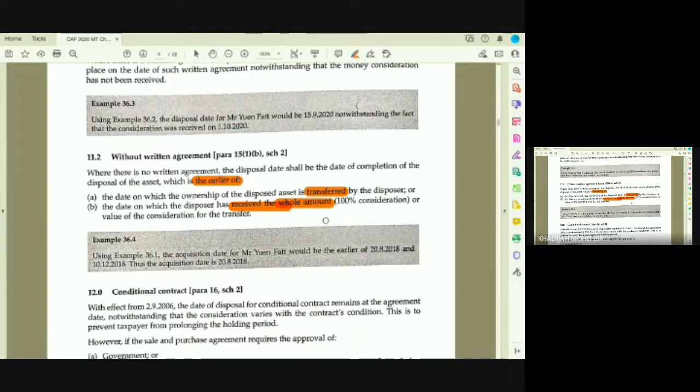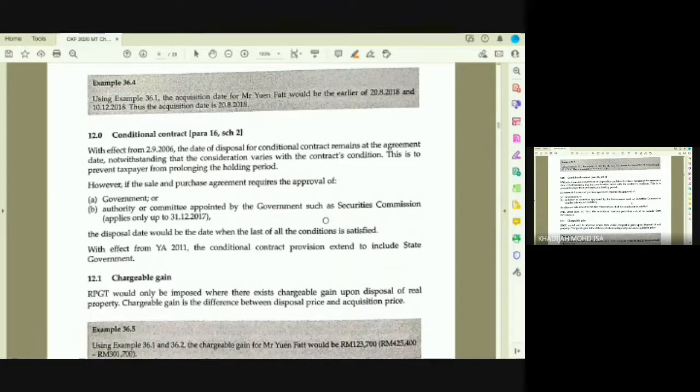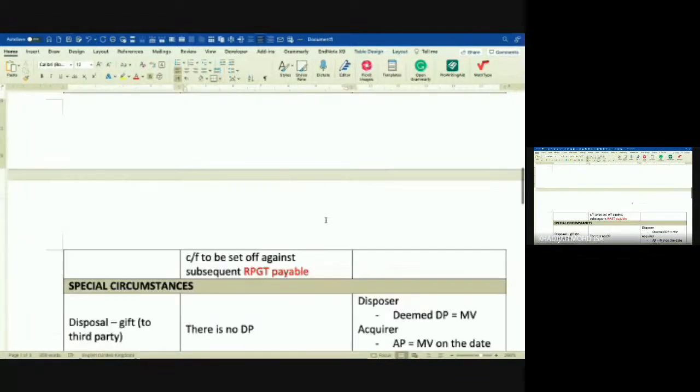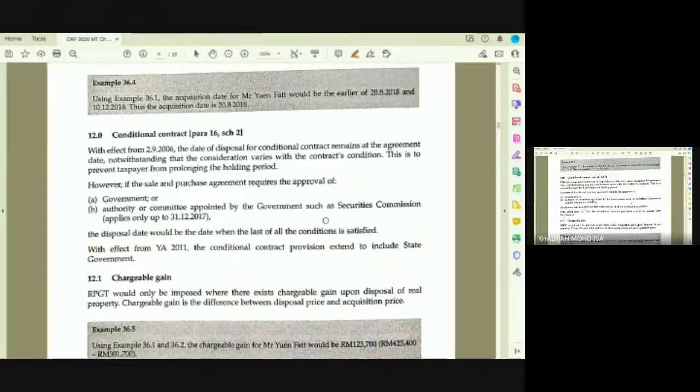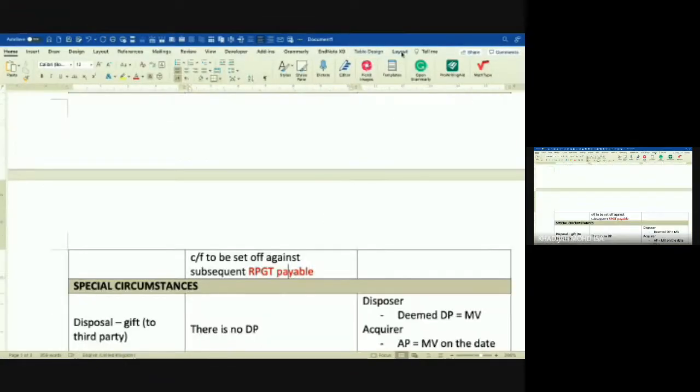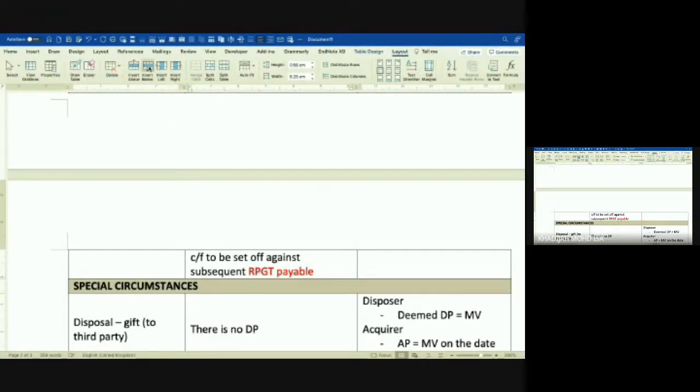All right, so that is on the date of acquisition. Now we go into the next part. Maybe I have to put in one more where we talk about date of acquisition.